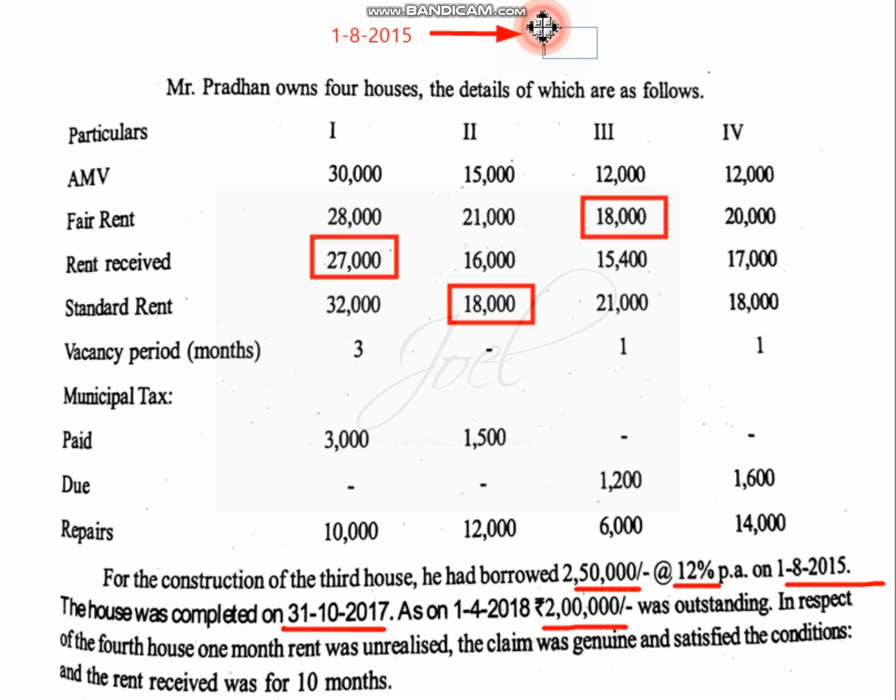So just to see here, it will be 31st/10/2017. The immediate closing year prior to this year we have to consider. 31st/3/2017 will be my pre-construction period. So this will be my pre-construction period. So now how many? Yes, 1/8/2015 to 31st/3/2017 it is.